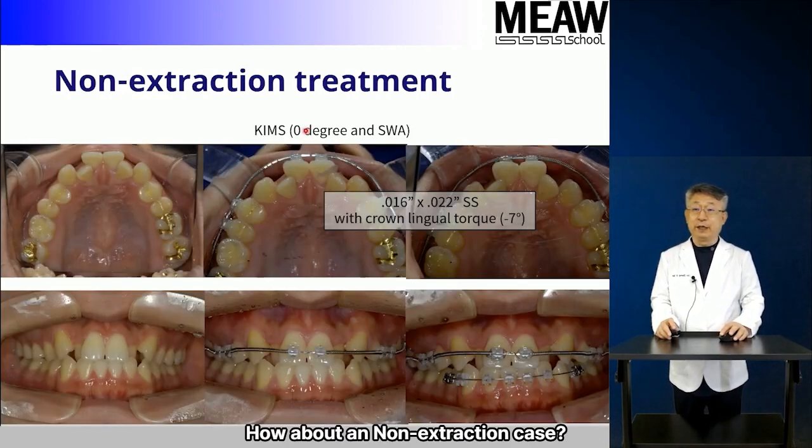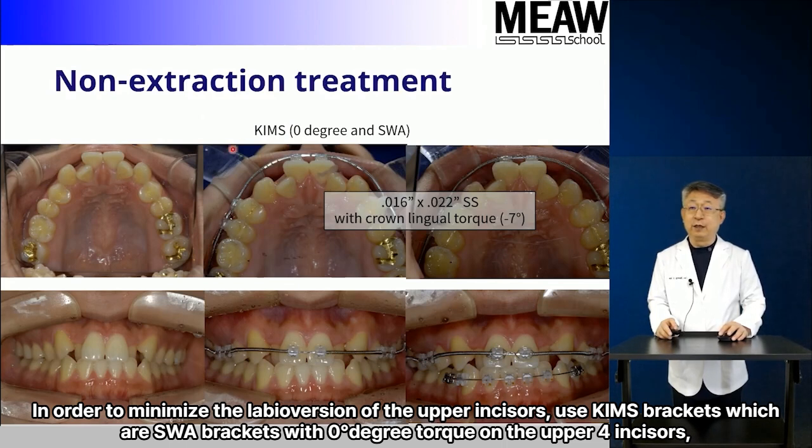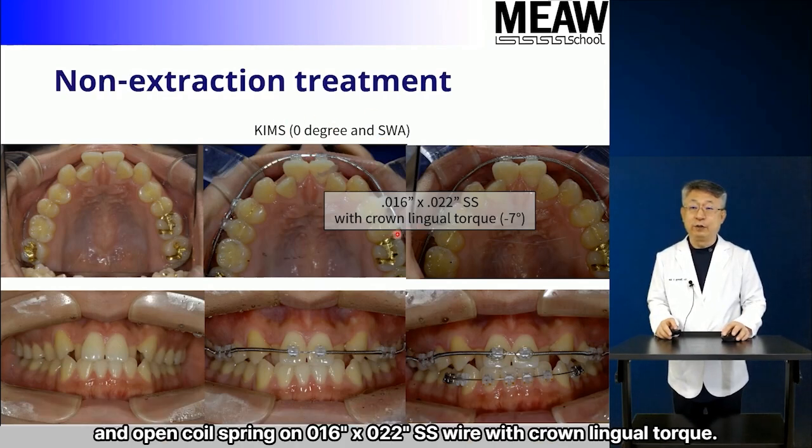How about a non-extraction case? In order to minimize the labioversion of the upper incisors, use Kim's brackets, which are SWA brackets with 0-degree torque, on the upper four incisors, and open coil spring on a 016 x 022 SS wire with crown lingual torque.